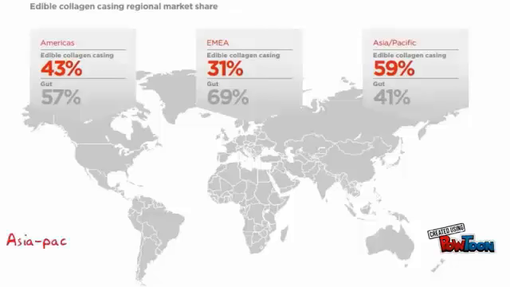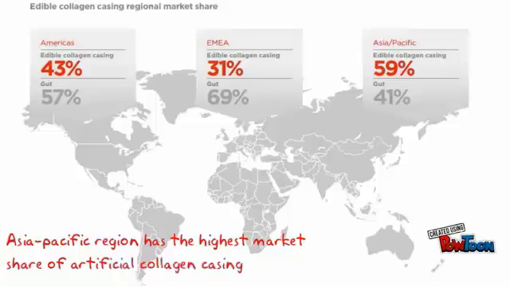As for the market share of 2 casings in different continents, artificial casing outcompetes natural casing in Asia-Pacific region. The situation reversed in EMEA, which is Europe, Middle East, and Africa.